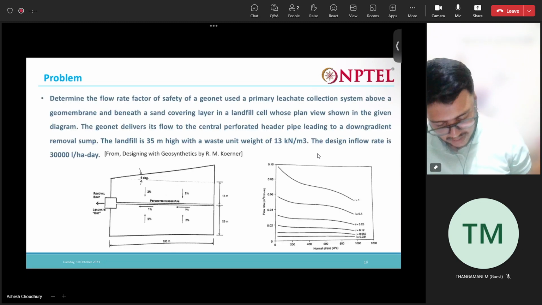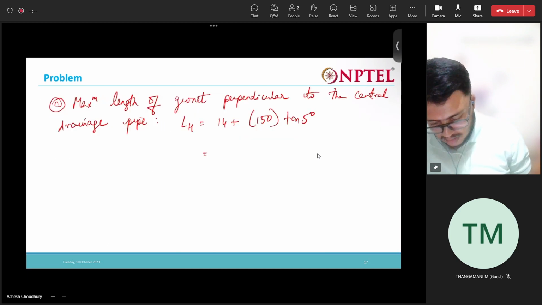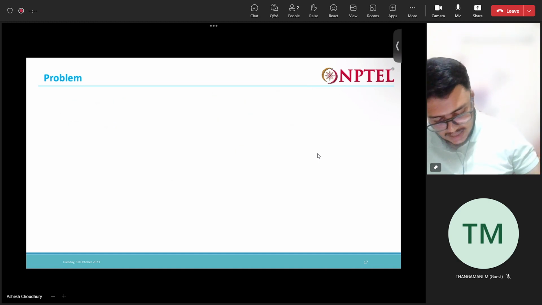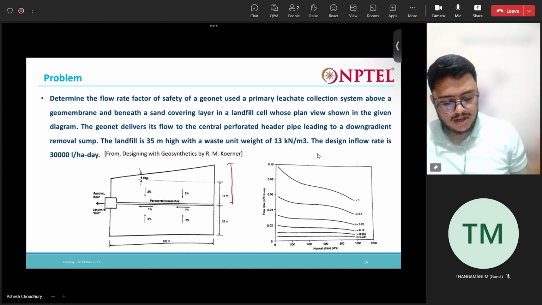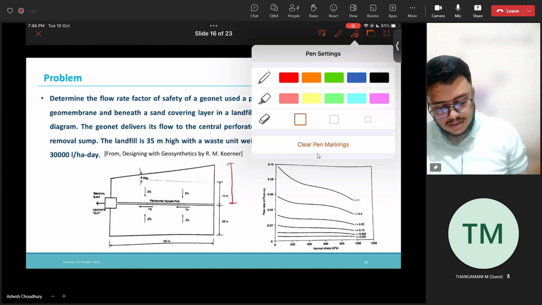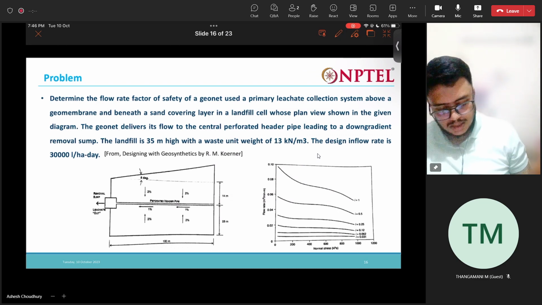Quickly, this is given, 5 degrees angle is given, 25 degrees. 14 plus 30.1... 27.1 meter. Okay, this length is actually 27.1, so 27.1 is greater than 25, so we will consider 27.1 as the length.